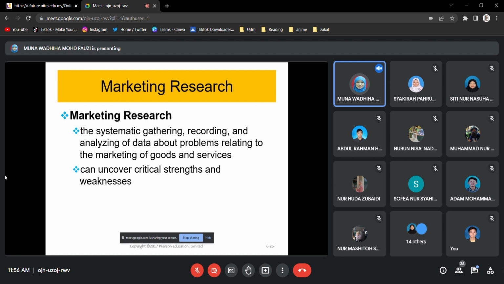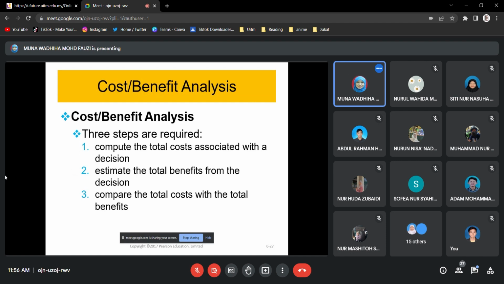As well as marketing research, which we discussed just now: the systematic gathering, recording, and analyzing of data about problems relating to the marketing of goods and services, so it can uncover critical strengths and weaknesses. About cost and benefits analysis, how do we determine it? Three steps are required. First, compute the total cost associated with the decision. Number 2, estimate the total benefits from the decision. And number 3, compare the total cost with the total benefits.